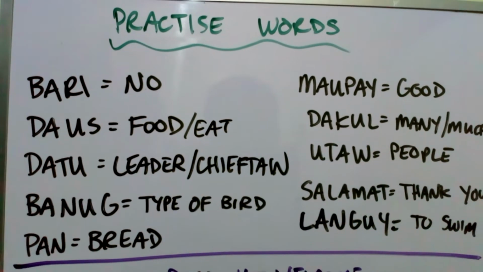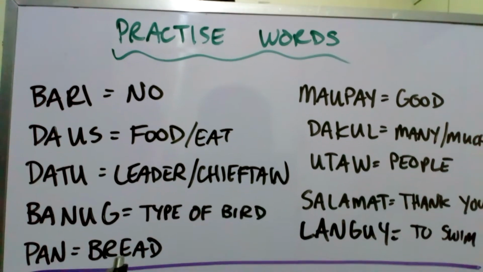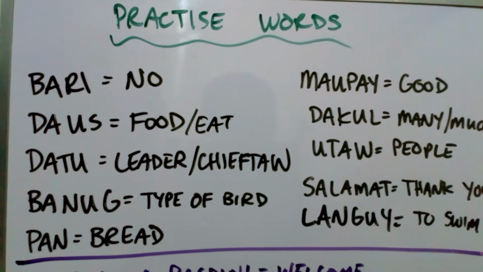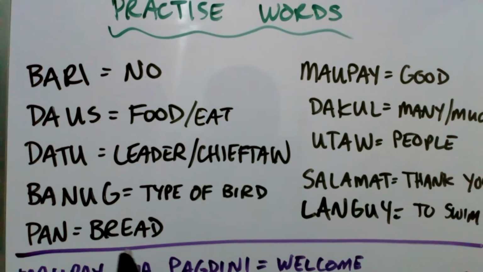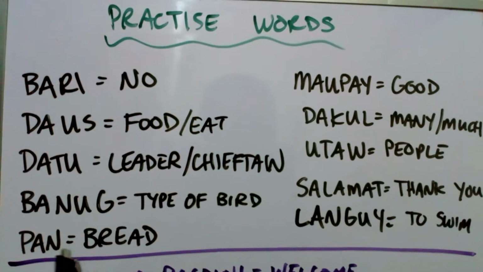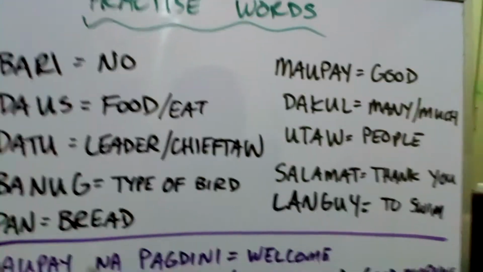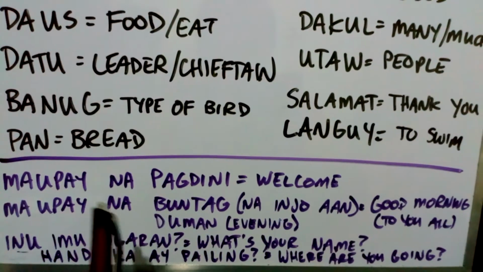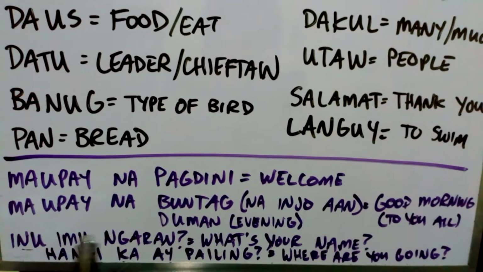And I'm going on my random tangents now from this video, but yeah, there's a lot of Spanish influence on the island of Camiguin, and it's also evident in the language: pan, right? From Spanish meaning bread. Cebuano also borrowed this from Spanish. And down here we have some simple sentences and phrases that you can use, right?